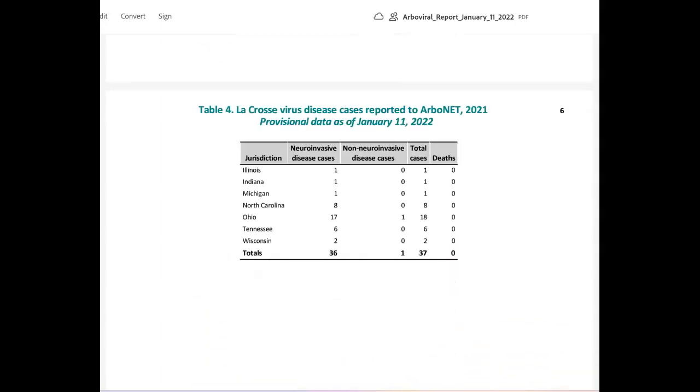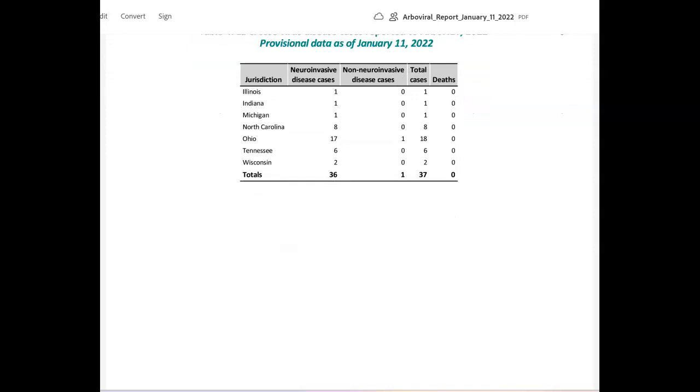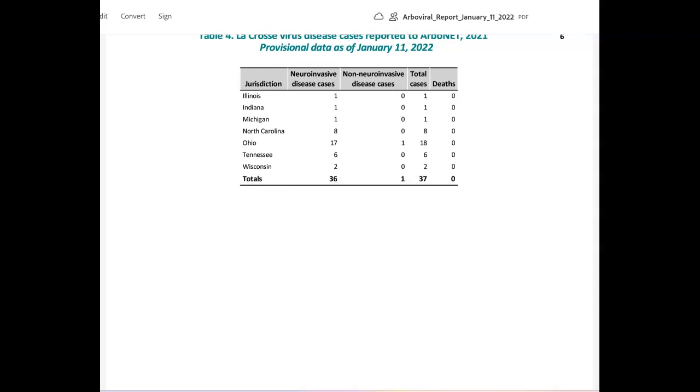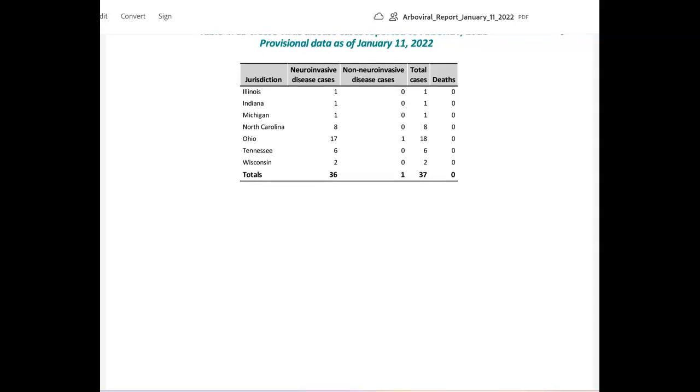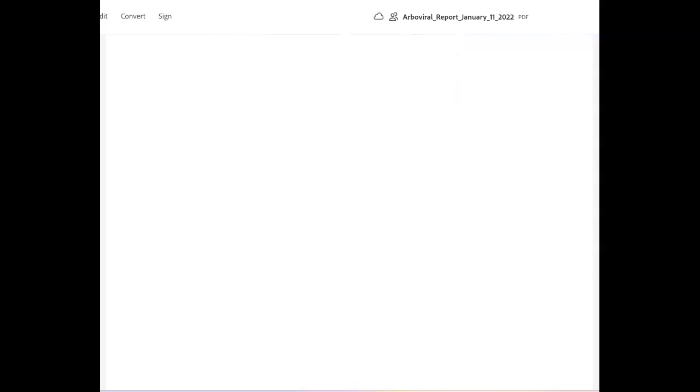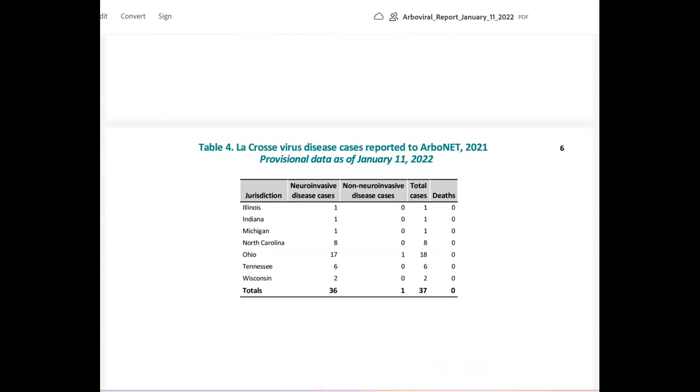And then you have La Crosse virus disease, where 36 people had it. No deaths. Total cases, 37. And so 36 neuroinvasive and 1 non-neuroinvasive. So even though people don't die from this, but it might have consequences.